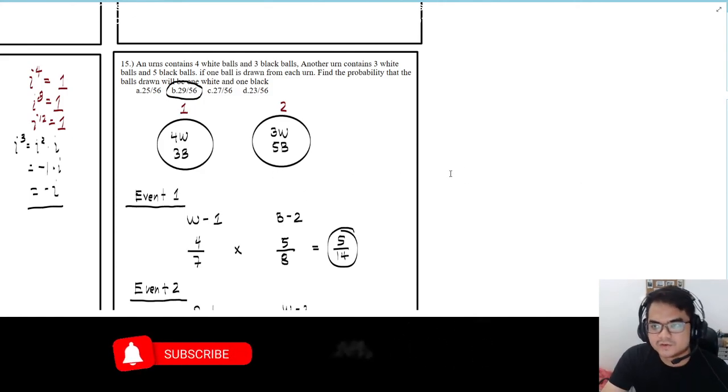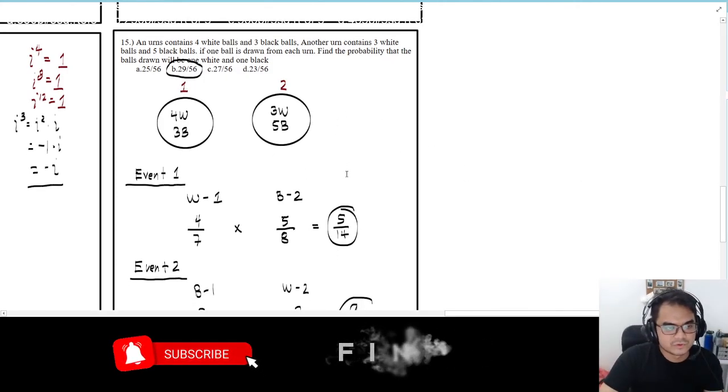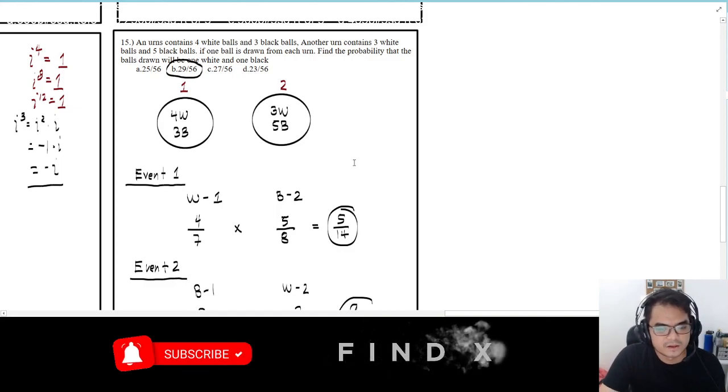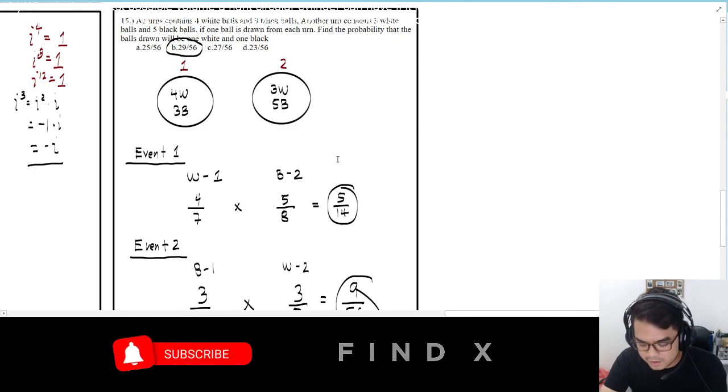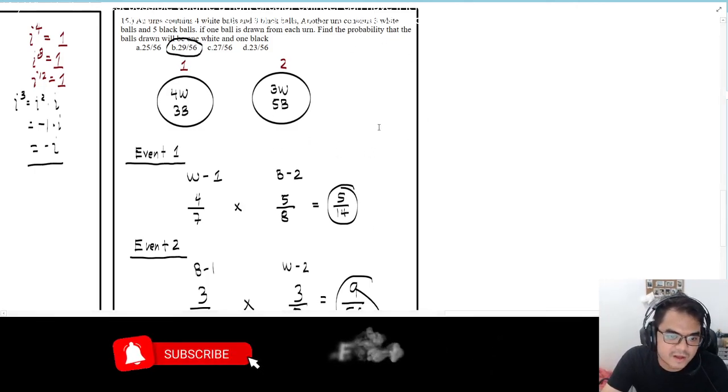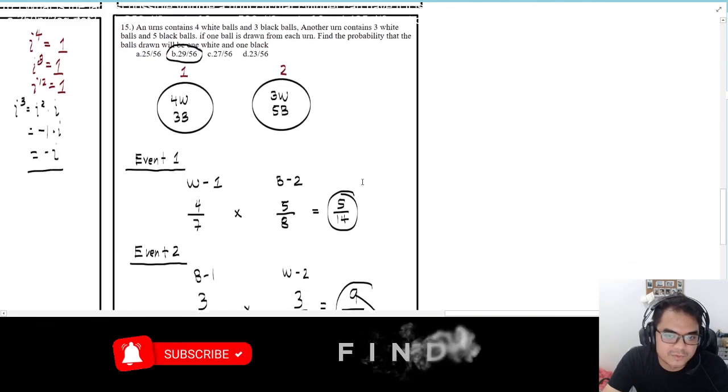So that is the last problem that I have for you for this math refresher. So I hope you guys learn something here, especially for the shortcut since I solve every problem as fast as I can.